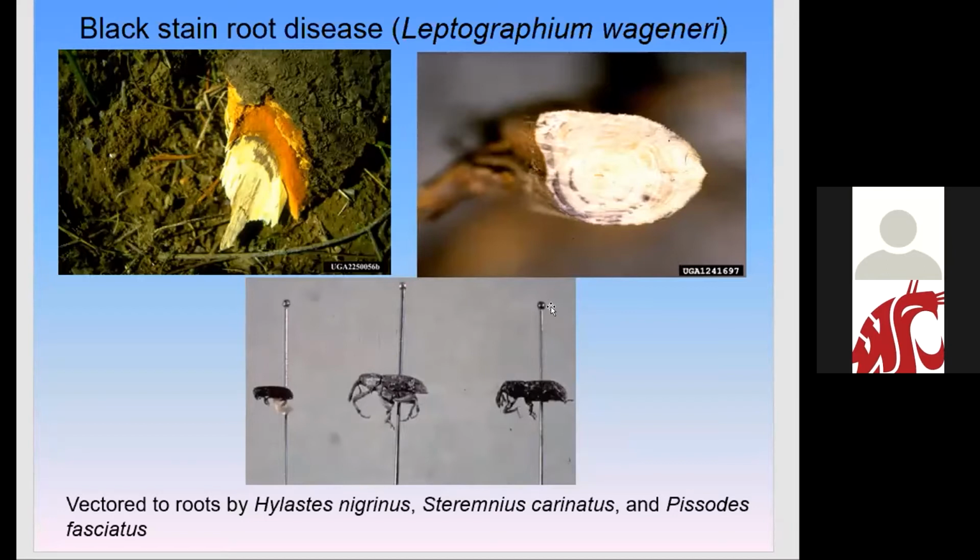Really more concerning are the root-feeding weevils that are attracted to weakened or stressed Douglas fir trees. And so black stain root disease is an insect-vectored root disease that primarily infects Douglas fir west of the Cascades. East of the Cascades, you're more likely to find it on ponderosa pine trees. And so management of this disease is primarily focused on preventing activities that decrease tree vigor or attract insect vectors.